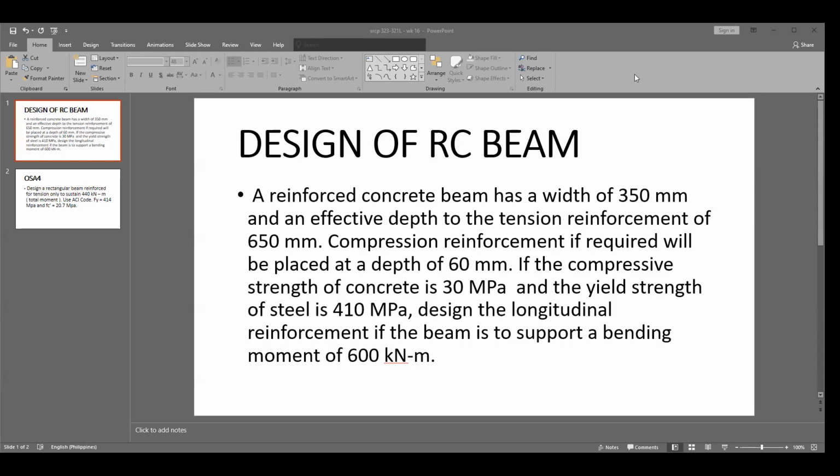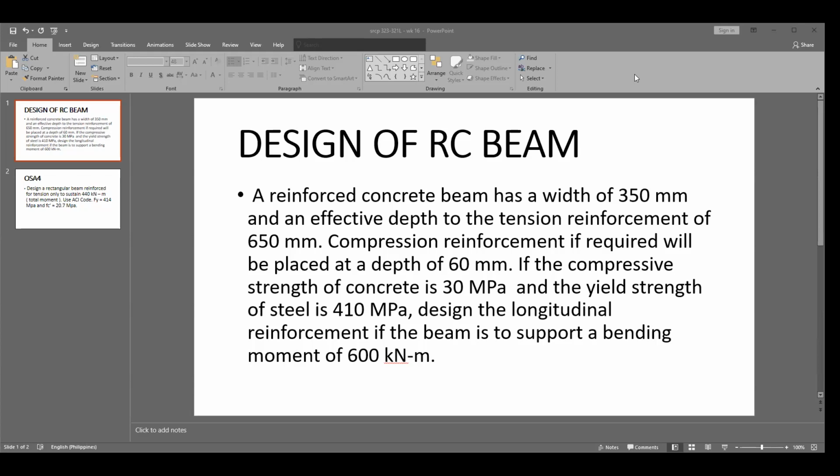So according to this problem, if the compression reinforcement is required, you will be placing it at a depth of 60 mm. That means the minimum concrete cover is 60 mm. And the compressive strength of concrete, f'c, is also given, 30 megapascal. Then the yield strength of the steel is also given, 410 megapascal. In your case, you would look for what minimum compressive strength of concrete you would like to use, f'c, and also the value for fy.